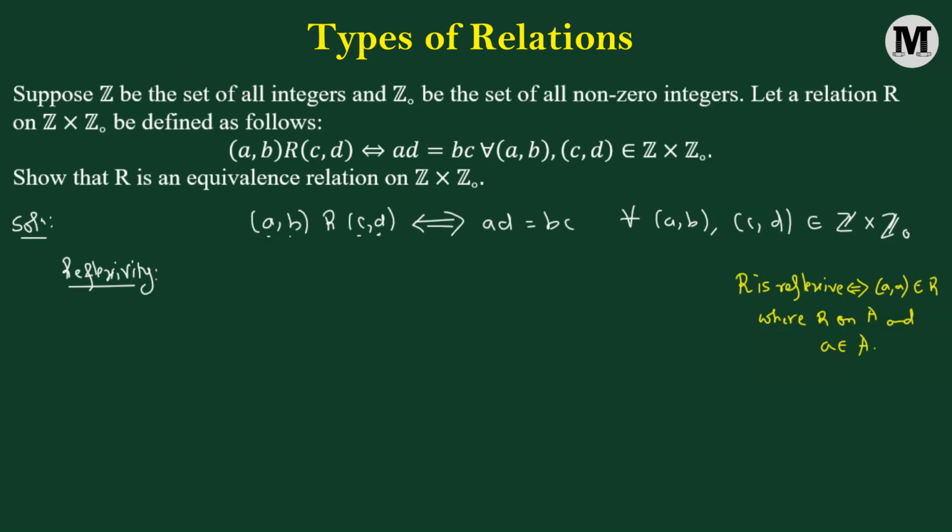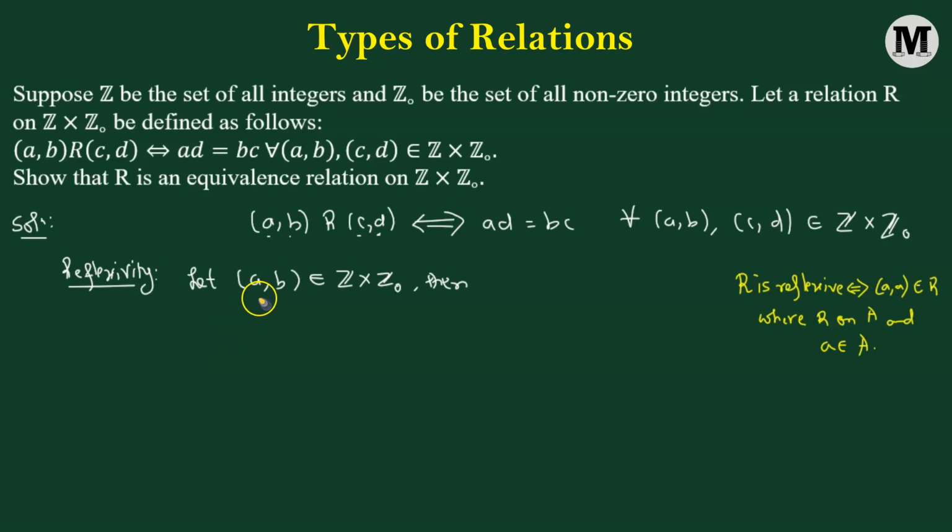Now here let us consider a single element, which is actually an ordered pair that belongs to the Cartesian product of the set of integers Z with the set of non-zero integers Z naught. If we consider the ordered pair (A, B) belonging to this Cartesian product, then A belongs to the set of integers Z and B belongs to the set of non-zero integers Z naught, such that the product of A with B is the same as the product of B with A. This is true because multiplication is commutative.